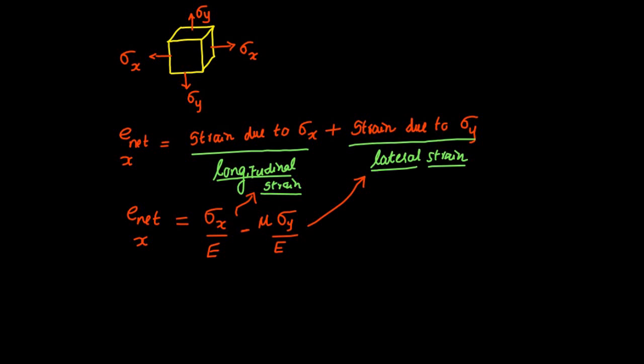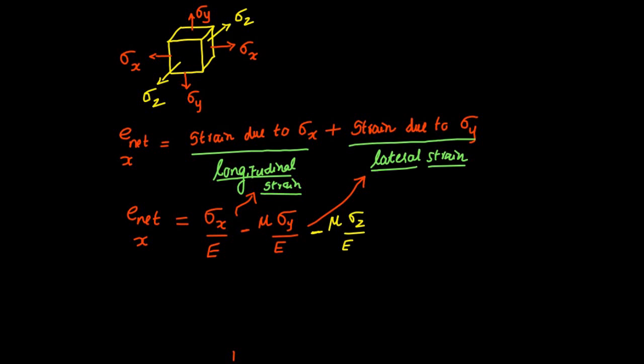So in case there is a third stress that is acting along the z direction, that can be sigma z, it will also produce a lateral strain along the x direction, in which case I have to include that term also. It will be minus mu into sigma z divided by E. Okay, so this is the expression for the net strain that is produced along the x direction.